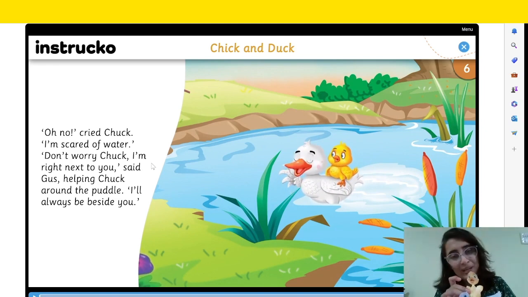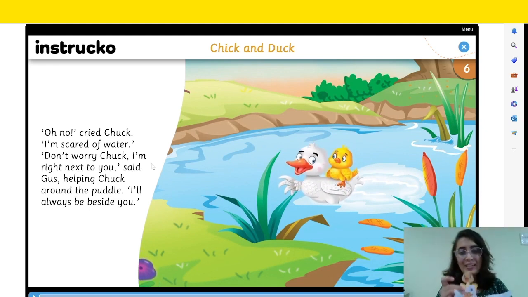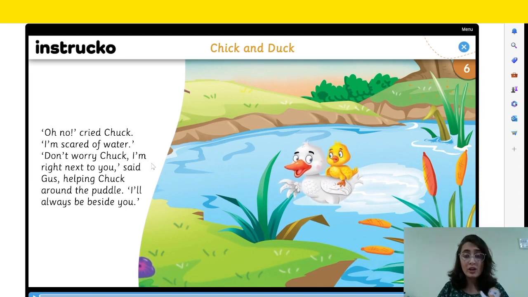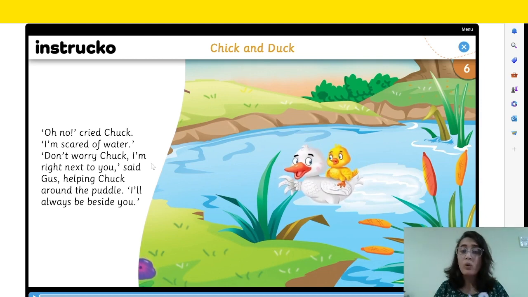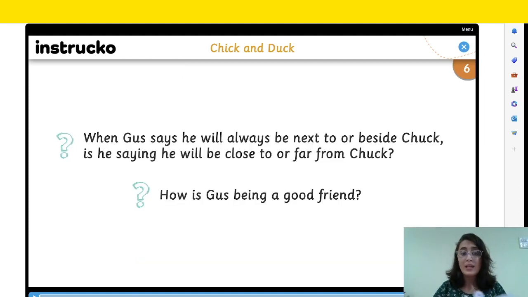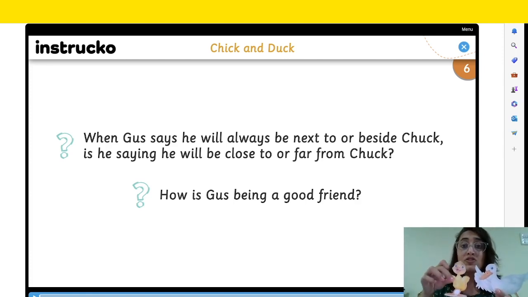"I will always be beside you." Okay, so now see here, Gus is telling Chuck that he will always be beside Chuck. Now what does Gus mean when he says that he will always be beside Chuck? When Gus says he will always be next to or beside Chuck, he is saying that he will always be close to Chuck and that he will never leave Chuck alone.